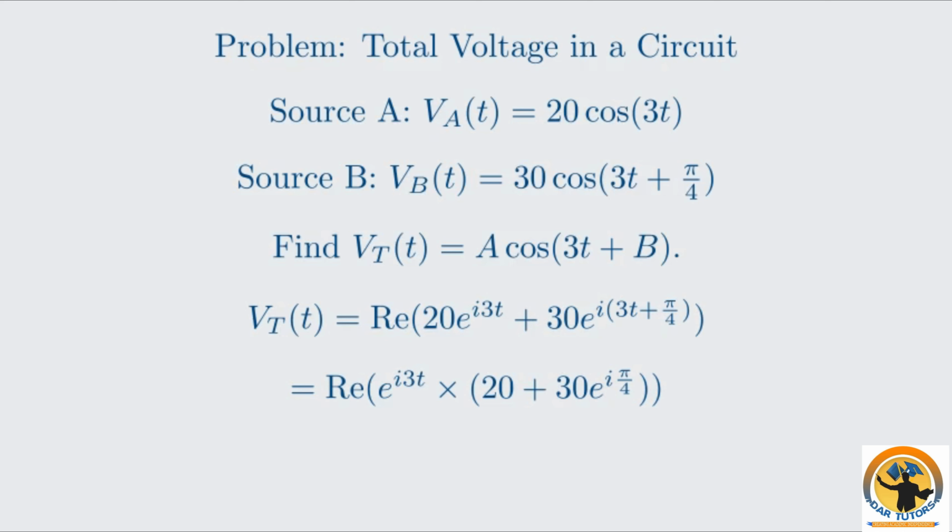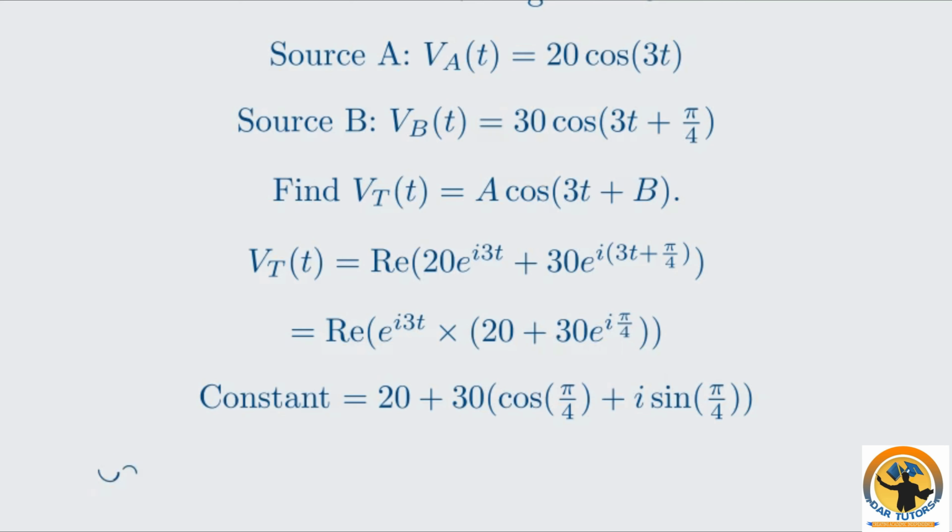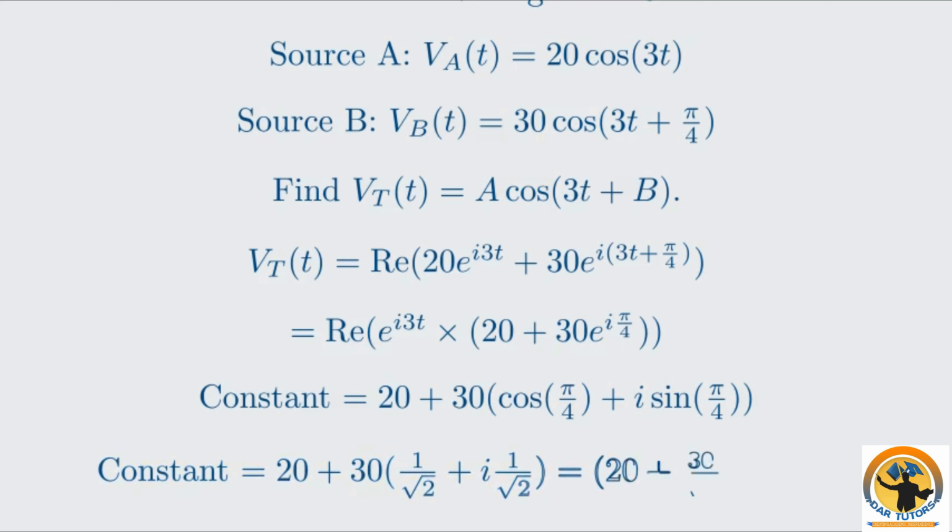Remember, e to the i pi over 4 is cis pi over 4, so the constant is 20 plus 30 times (cos pi over 4 plus i sin pi over 4). We know that cos pi over 4 and sin pi over 4 are both 1 over root 2. Plugging this in, we get 20 plus 30 over root 2 plus i times 30 over root 2. Now we need to find the modulus and argument of this complex number. The modulus will be our amplitude A, and the argument will be our phase B.